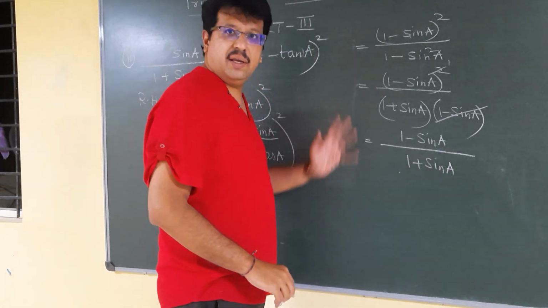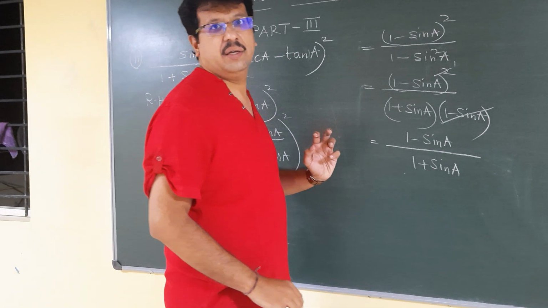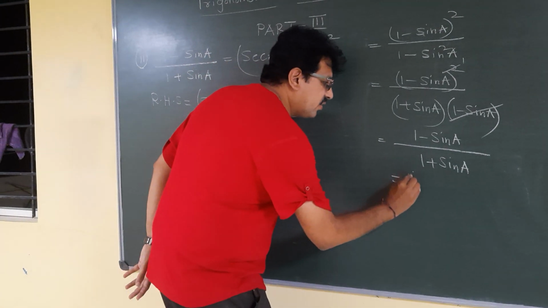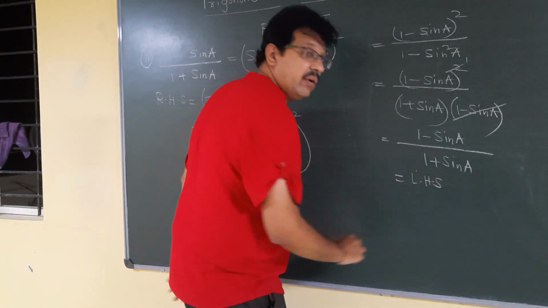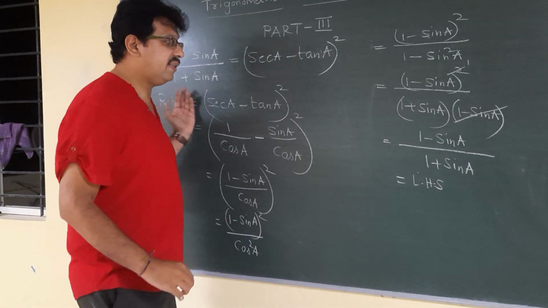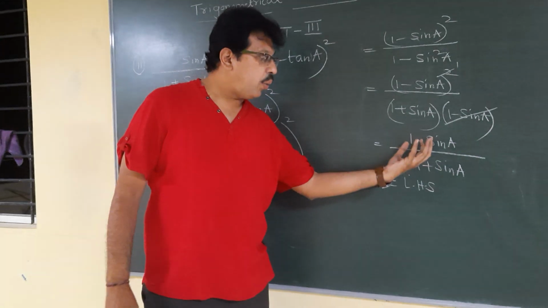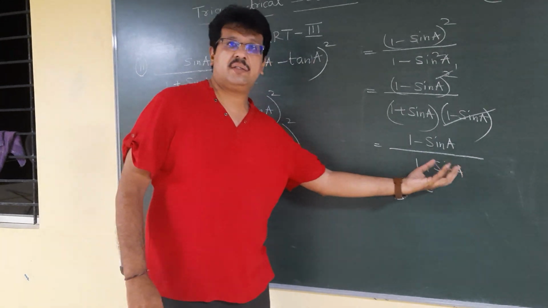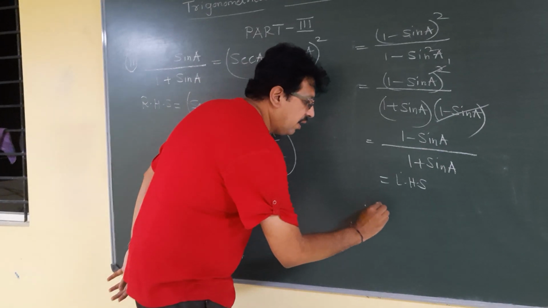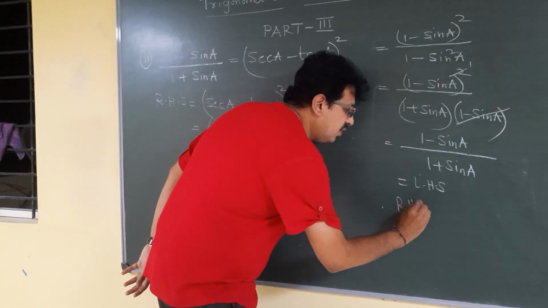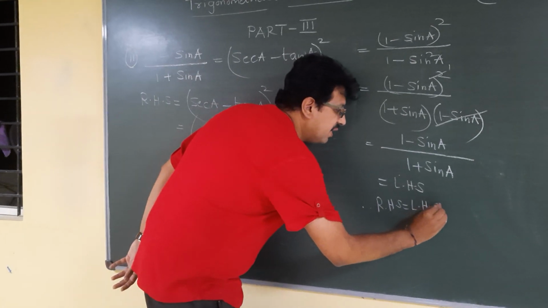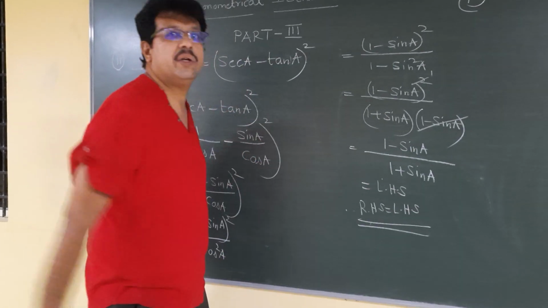So this is actually the left hand side, we got it. So this is the LHS. We have taken the RHS, right hand side, and we have arrived at the LHS, that is 1 minus sin A by 1 plus sin A. So therefore RHS is also equal to LHS. Hence we have proved it.